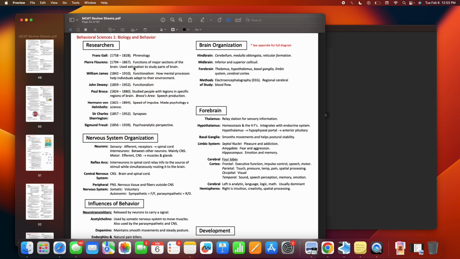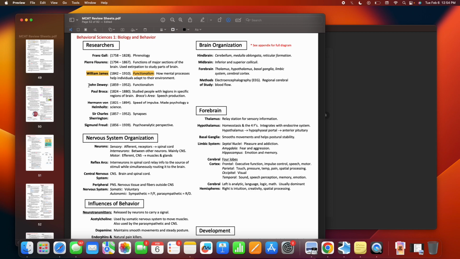Okay, then comes William James, who's actually famous, and he introduced functionalism. This is actually important. William James is the father of functionalism, which is how mental processes help individuals adapt to their environment. So it's all about your function in the environment, in society, for example. And it is your mental processes, what's going on in your brain, that is enabling you to function as a member of the society.